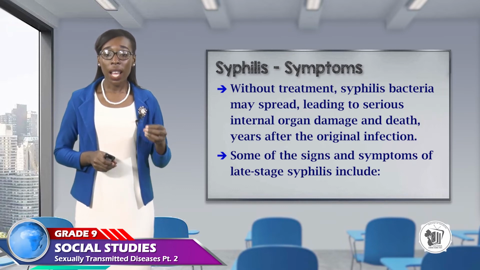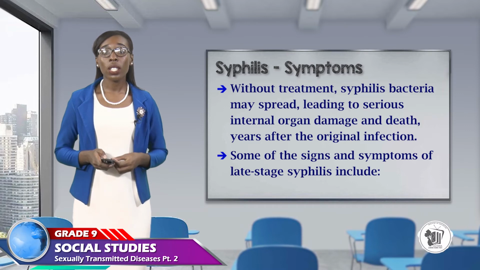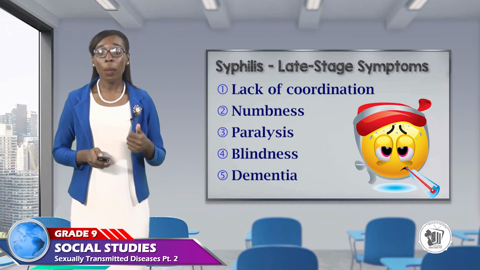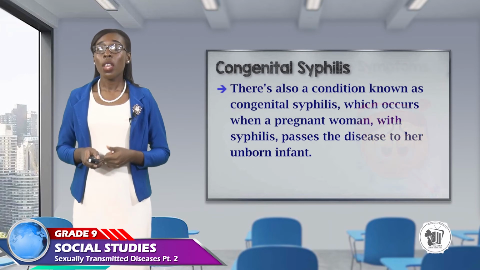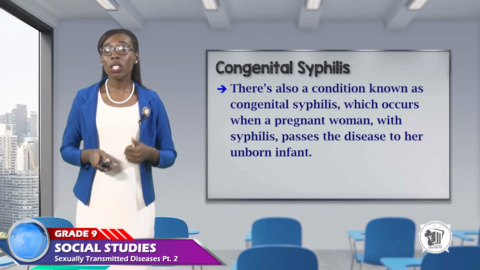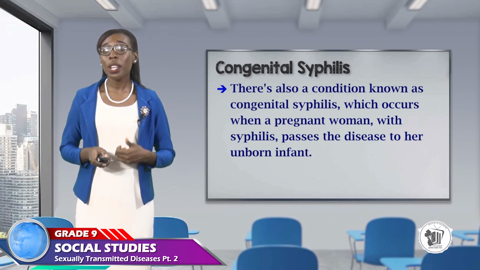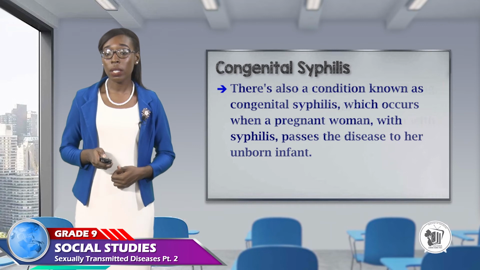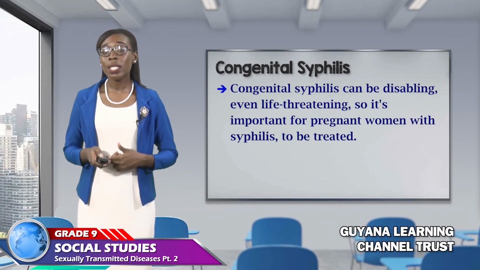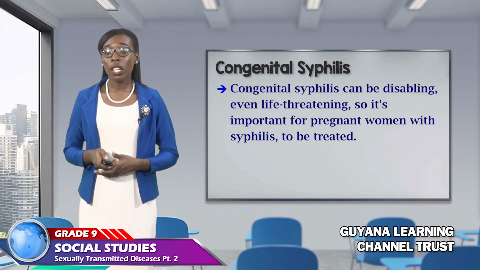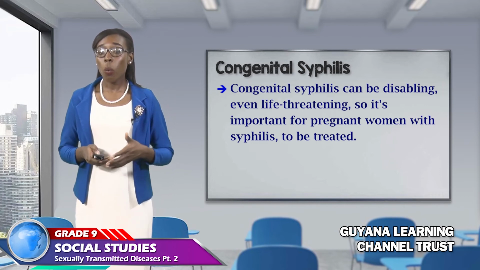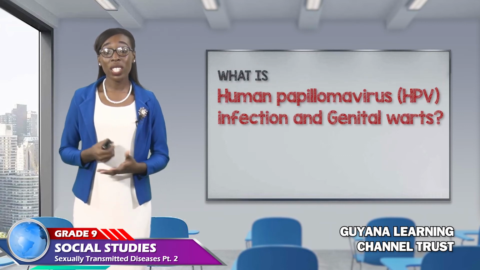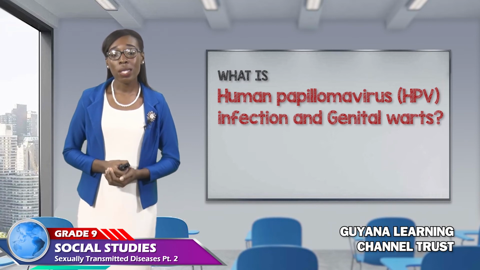Some of the signs and symptoms of late-stage syphilis include lack of coordination, numbness, paralysis, blindness, and dementia. There's also a condition known as congenital syphilis, which occurs when a pregnant woman with syphilis passes the disease to her unborn infant. Congenital syphilis can be disabling, even life-threatening, so it's important for pregnant women with syphilis to be treated.